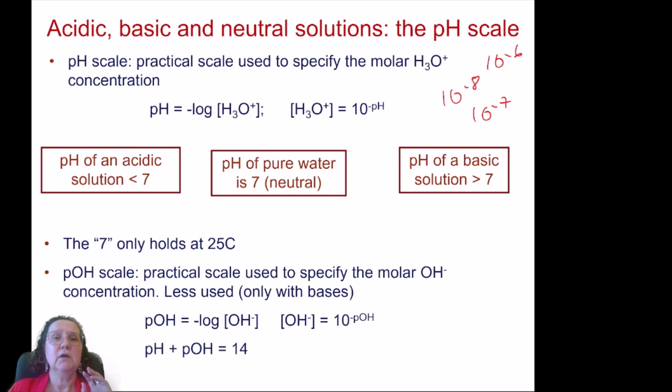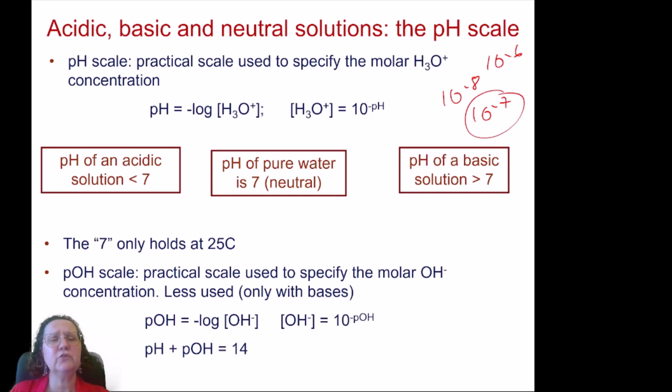Well, a neutral solution is a solution that has the same pH as water. And the pH of pure water at 25 degrees is 7, because the concentration of hydrogen ions of water is 10 to the minus 7. A minus log of 10 to the minus 7 is 7.